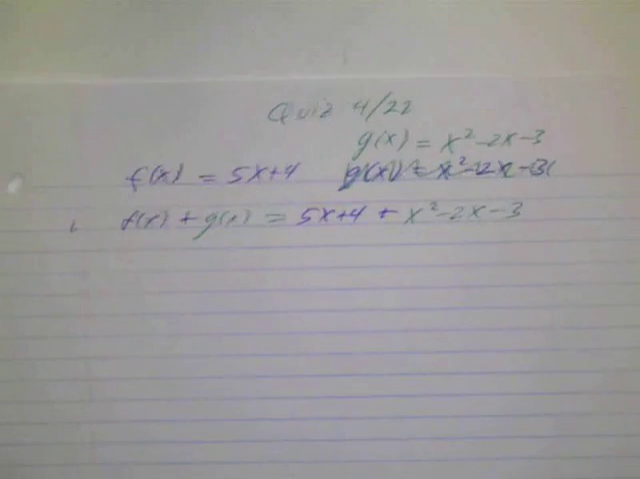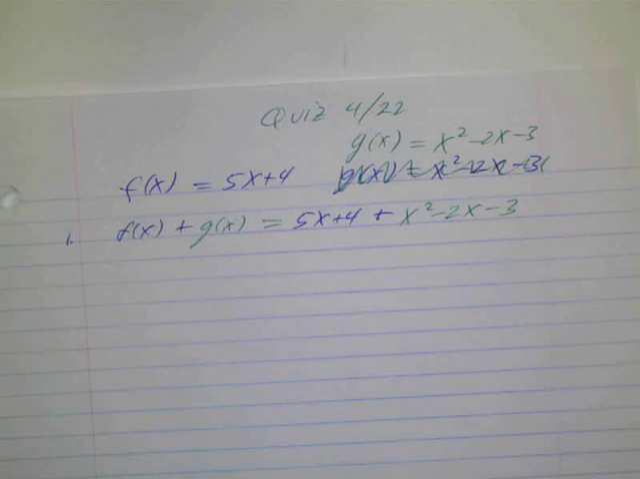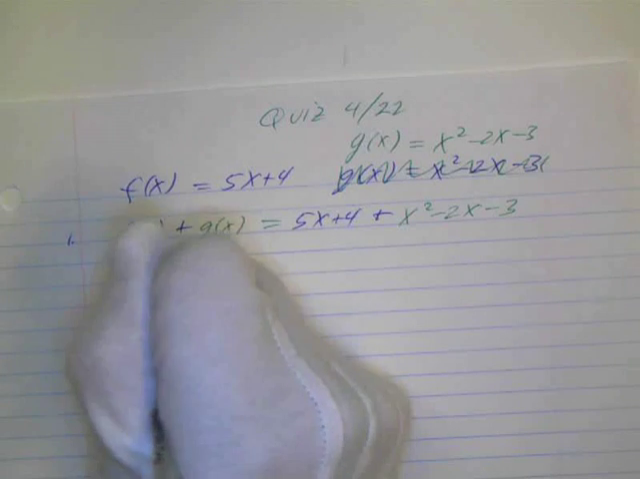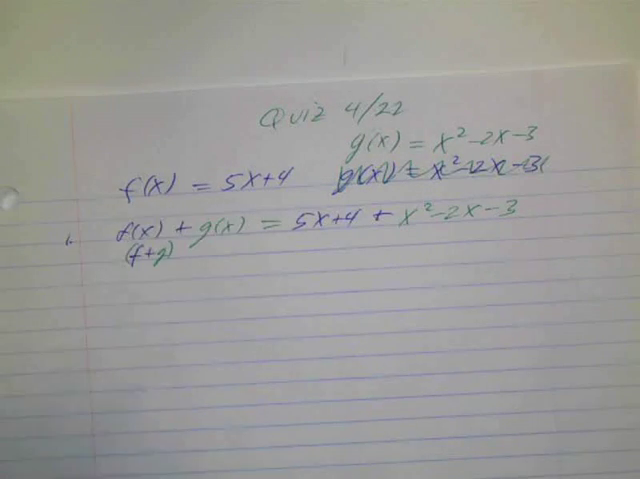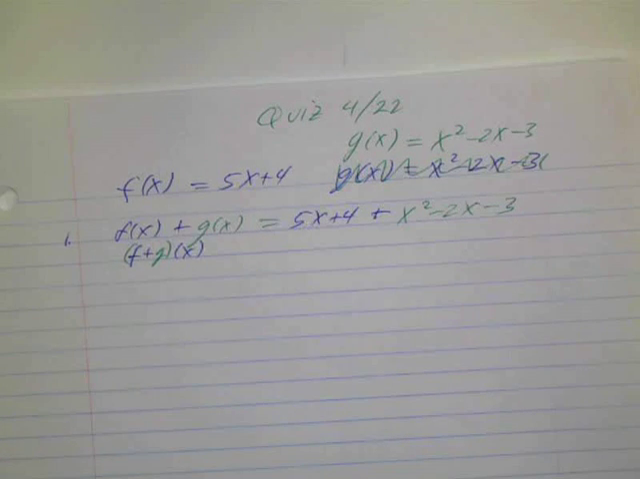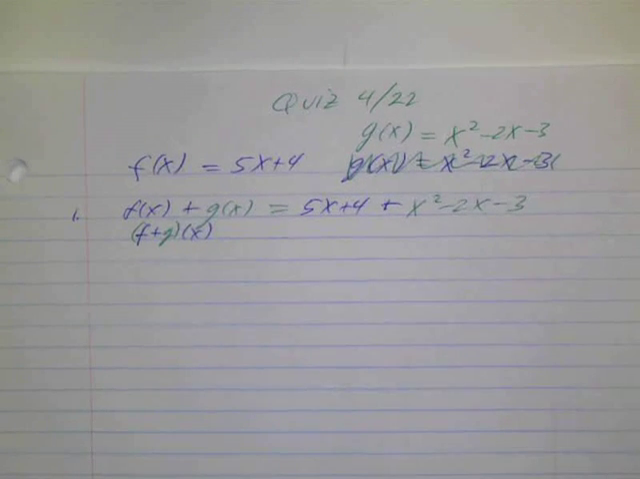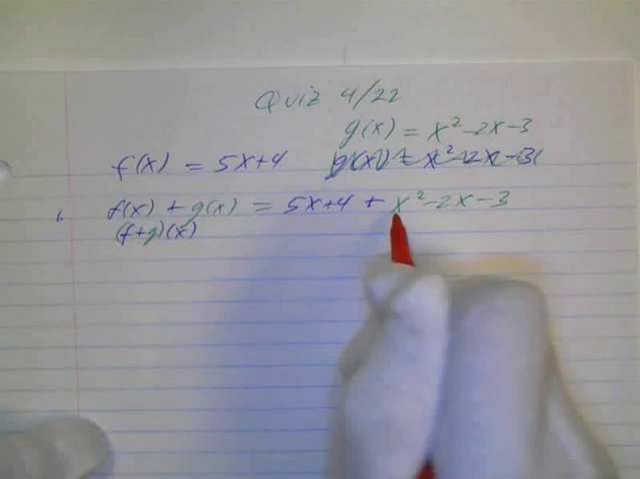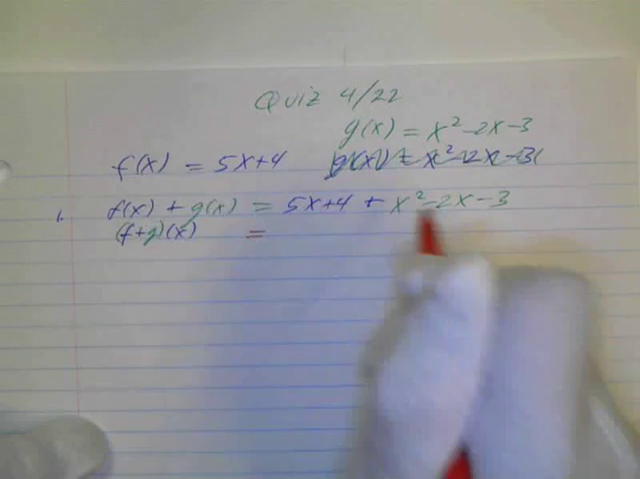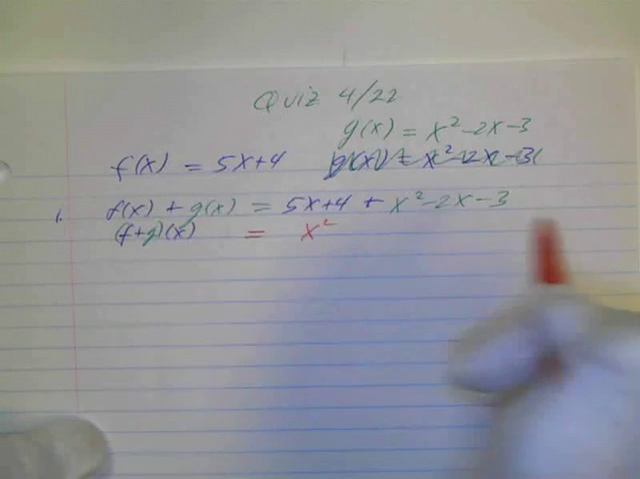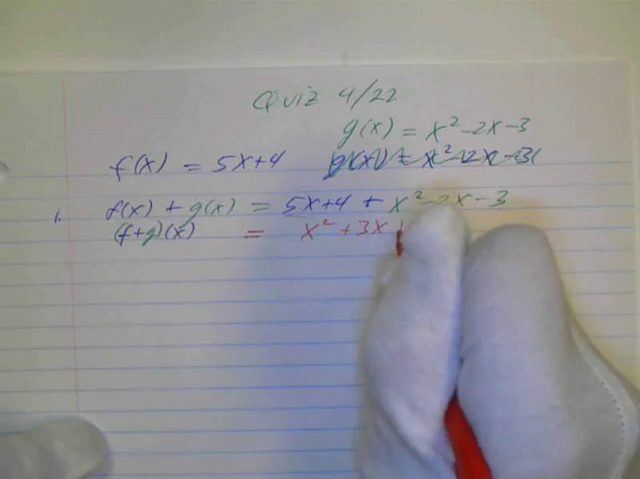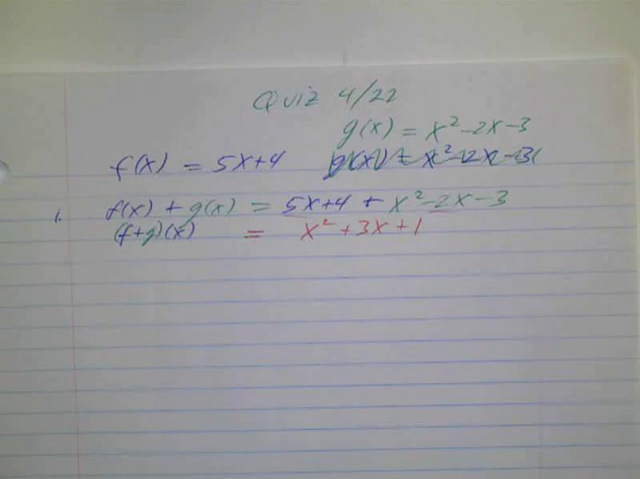Now remember, sometimes this notation can be seen as f plus g of x. So that's another way of writing the sum. Either f of x plus g of x or f plus g of x, it's the same thing. And then when we add these up, we combine our like terms, and we have just an x squared, and then 5x minus 2x is plus 3x, and then 4 minus 3 is 1. So there's your sum. Okay?